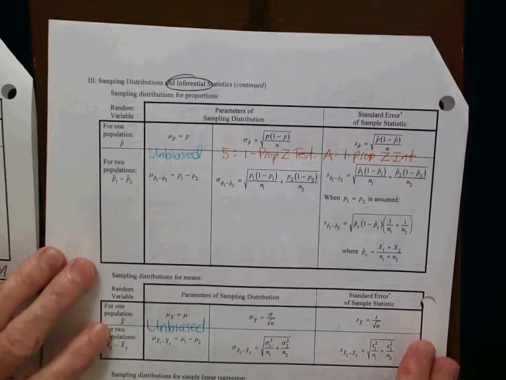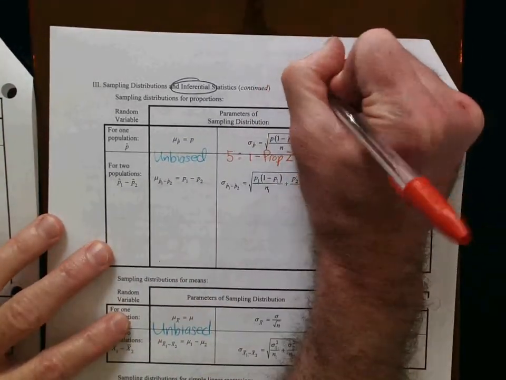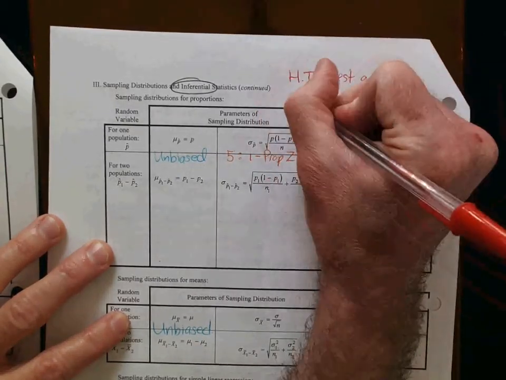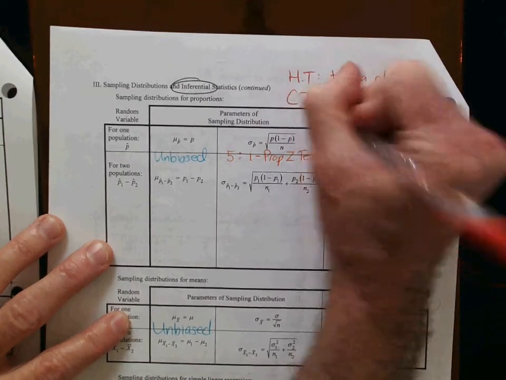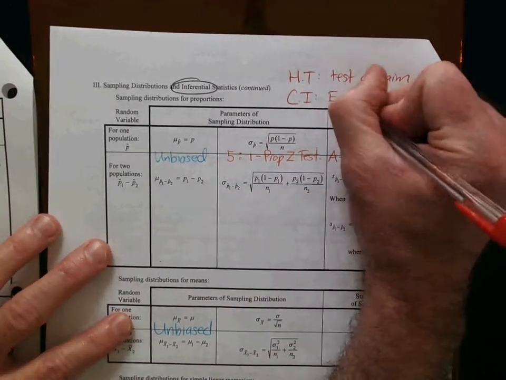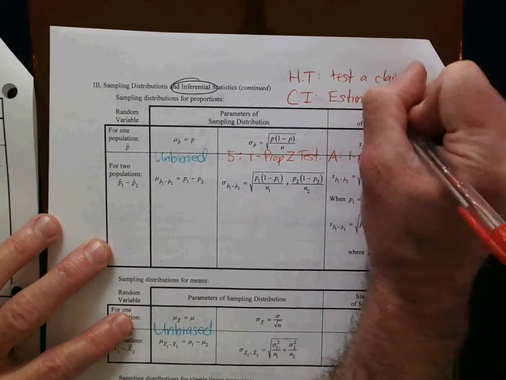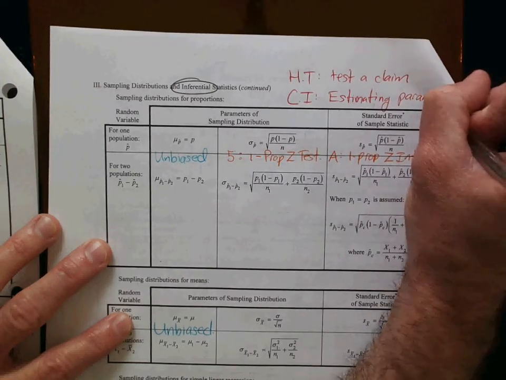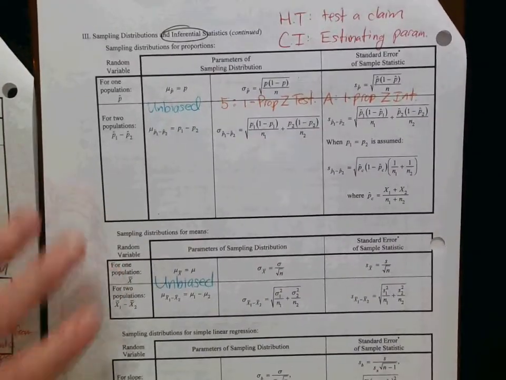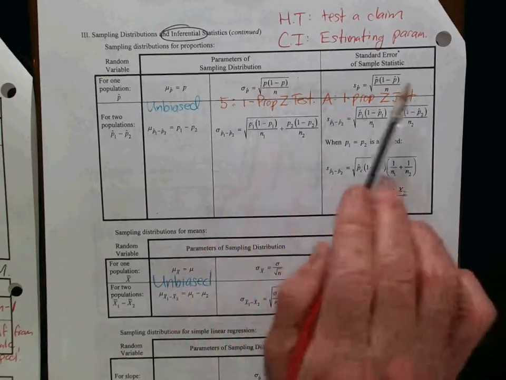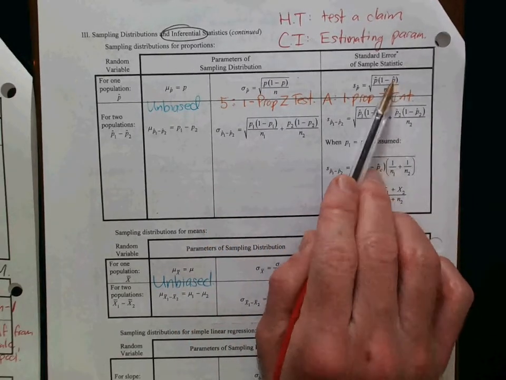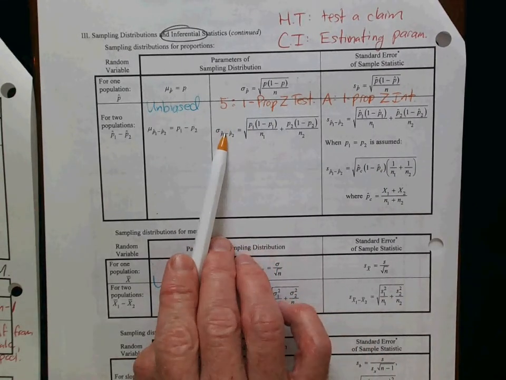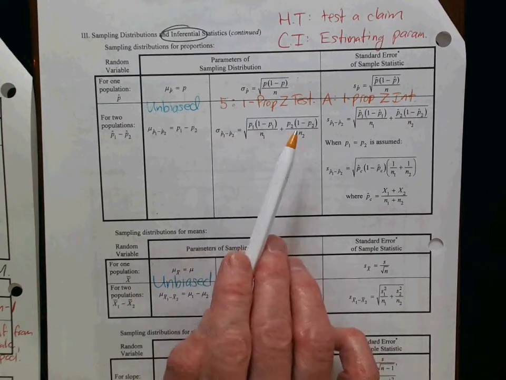So up here, I'm going to put it, hypothesis tests, you're testing a claim. And confidence intervals, you are estimating a parameter. So this formula gets used with the test, this formula gets used with the interval. The problem is this one only ends up getting used in probability questions.